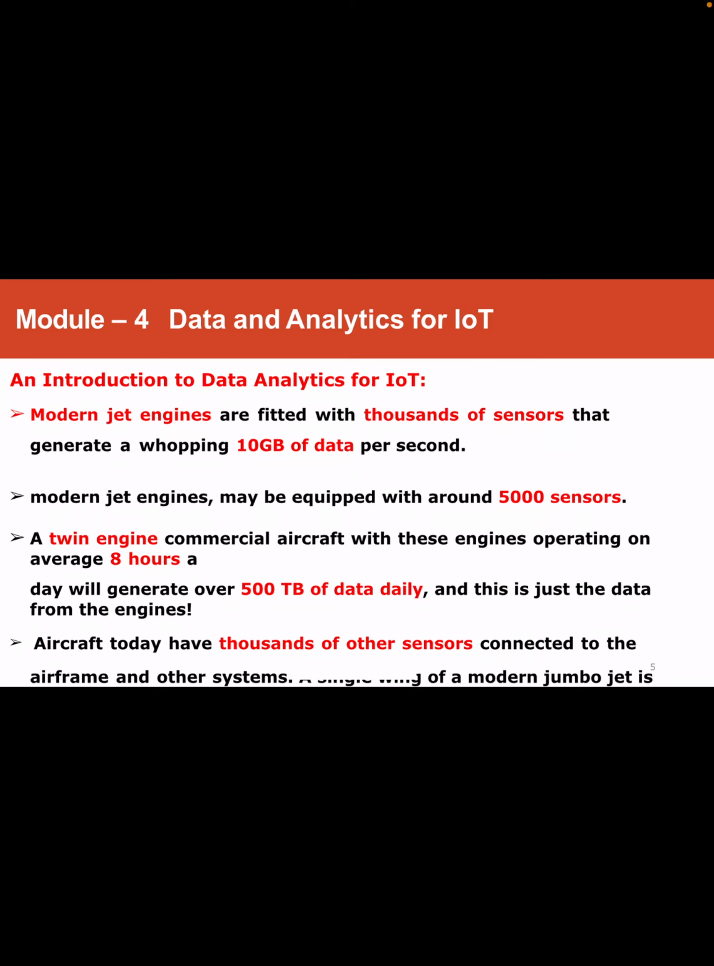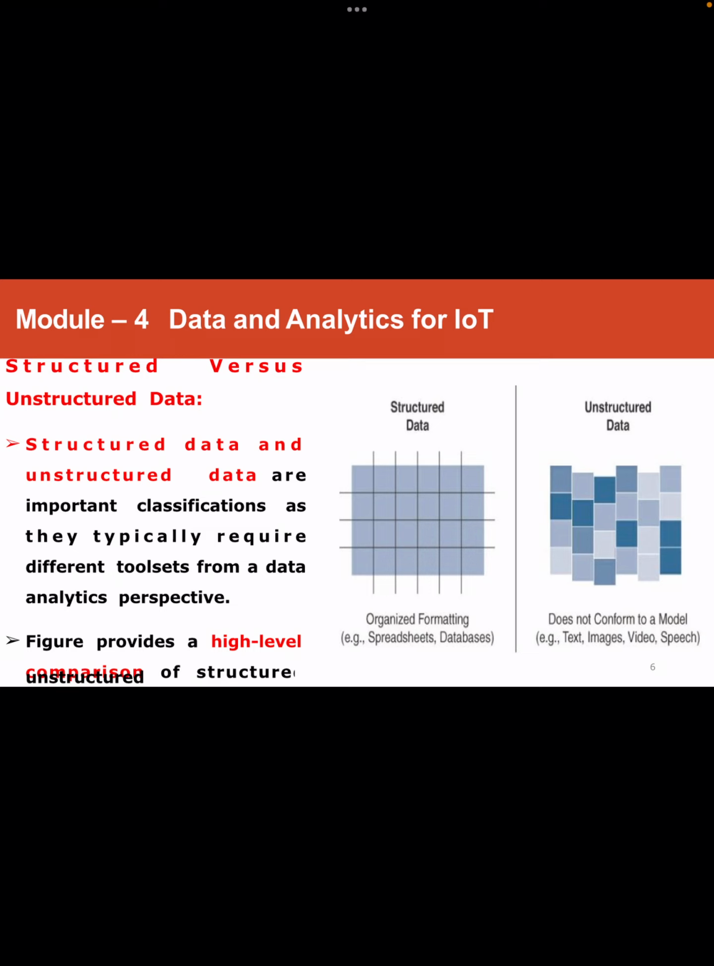Similarly, in today's life, aircraft have thousands of other connected sensors which can generate still more terabytes of data. That is the beauty of the Internet of Things, which helps us connect the data in the air also, by installing sensors in the plane, in jet engines, in aircraft. And there are two ways of collecting the data: one is structured data, the other is unstructured data.